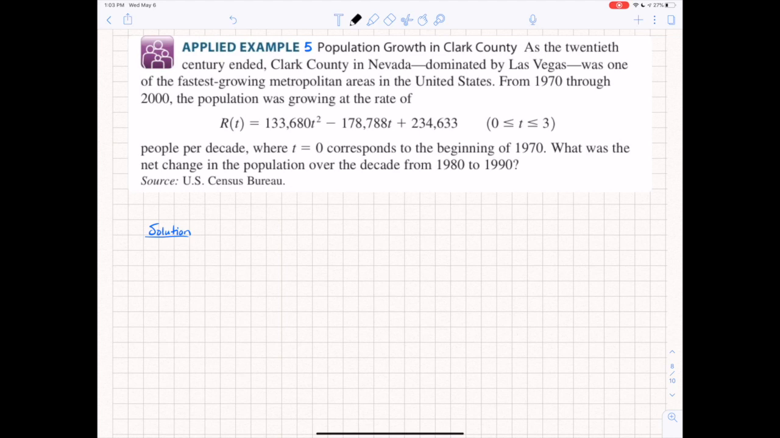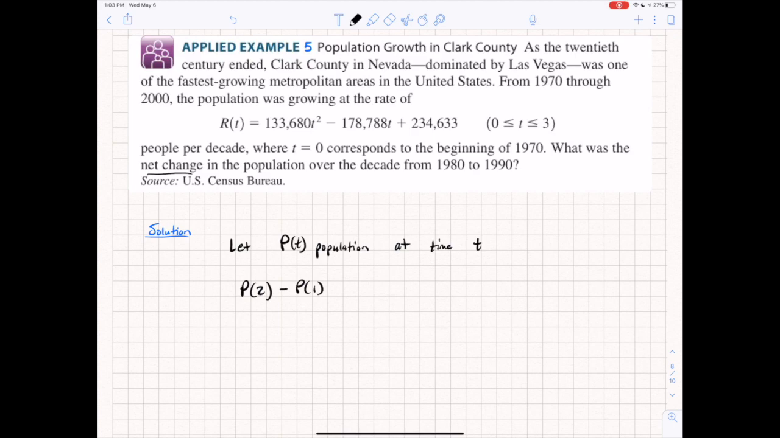All right, so if I let p represent population, specifically p of t, population at time t, according to how t is defined in this problem, then if I want to find the net change, what I'm looking for is p of, in this case, let's see, 0 is 1970. So 1 would refer to 1980, 2 would refer to 1990. So I want to do p of 2 minus p of 1. I want to find the change between those 2 decades.